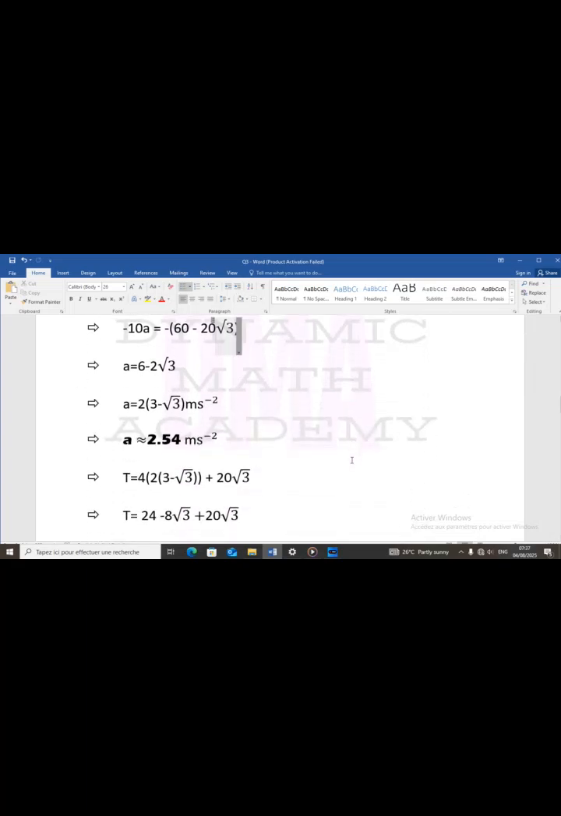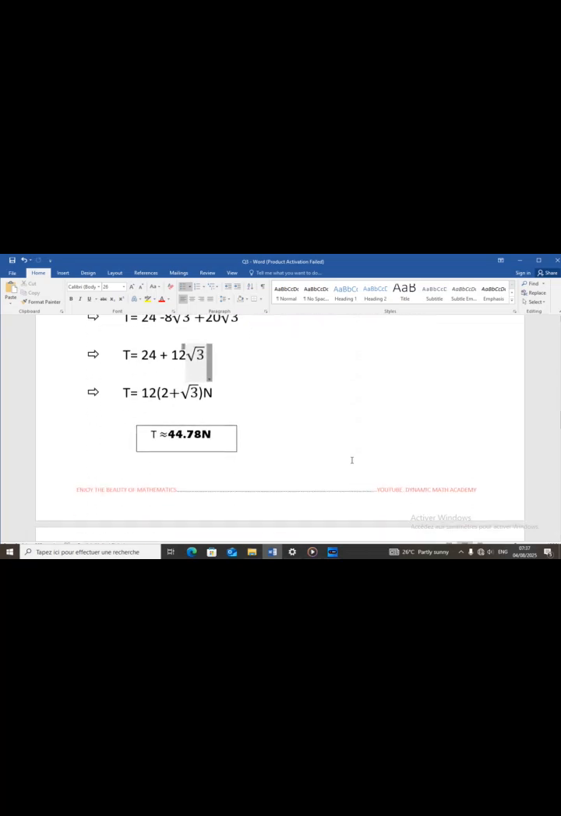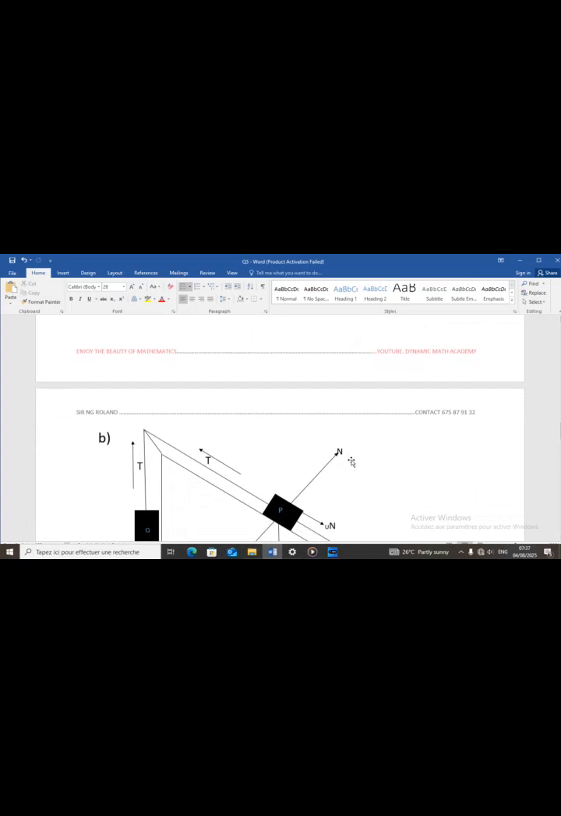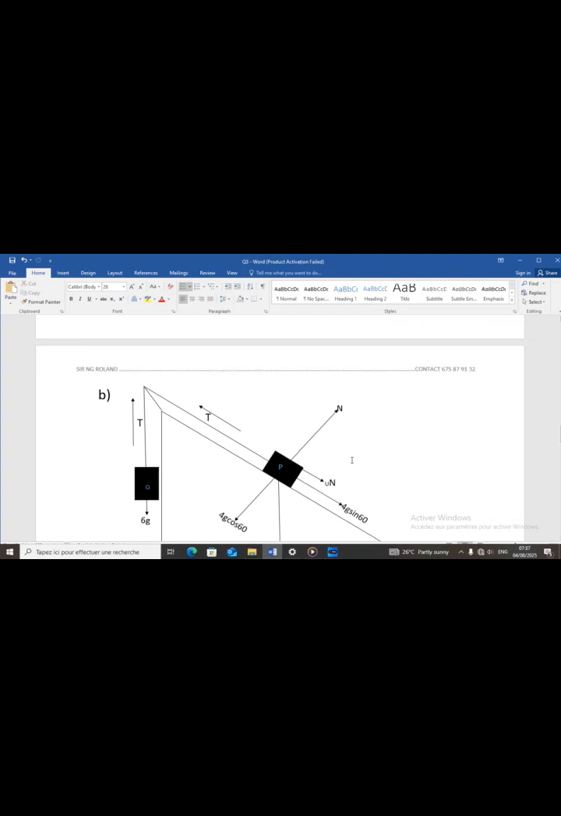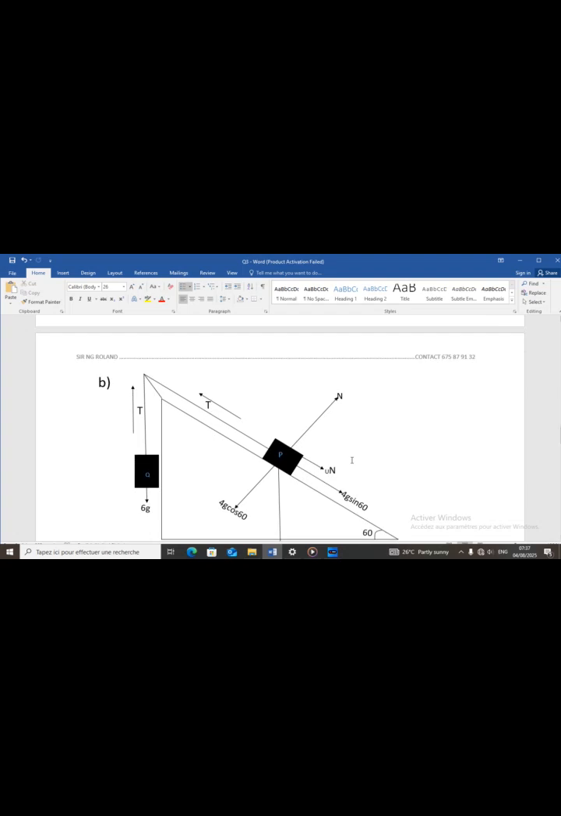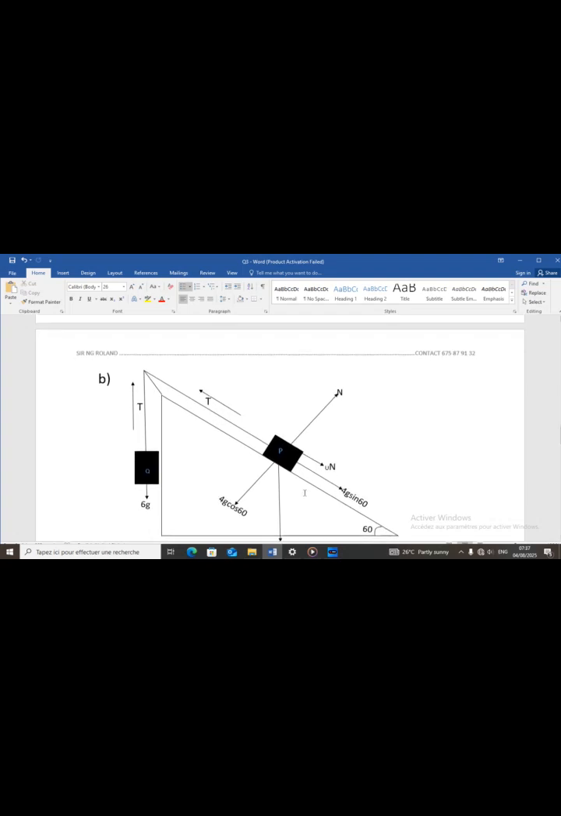Now, the second part of the question, we are given the same diagram, but the only difference is that there is friction acting on this plane. So we know very well that friction usually opposes motion, right? So in that case, the motion of this particle is going in this direction, that is downward like this. This is how the motion of the particle is going, downward like this.